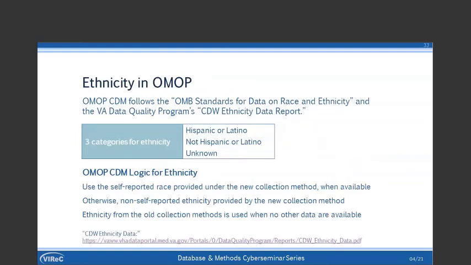So similarly, ethnicity will be contained in the OMOP data. The values, again, will be Hispanic or Latino, not Hispanic or Latino, with an unknown. Just as for race, they will prioritize the newer collection methods and the self-identified race before using data from the older collection methods.